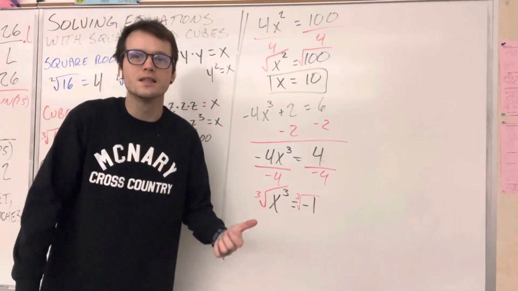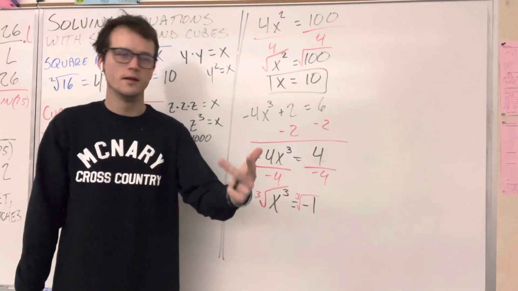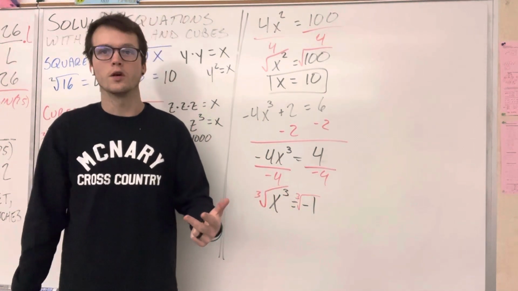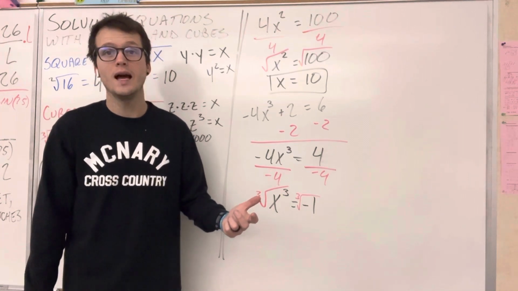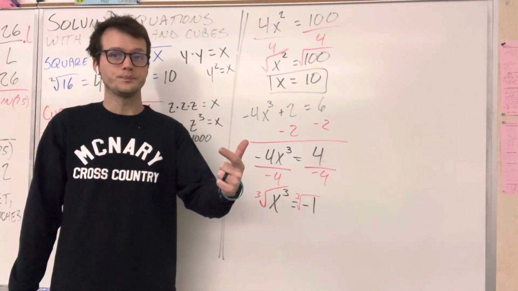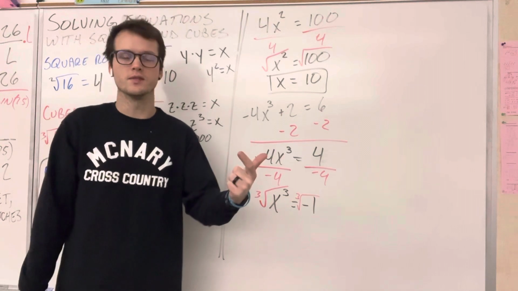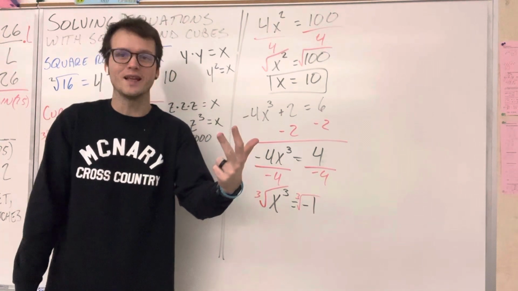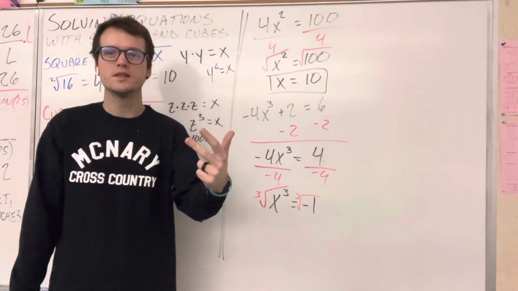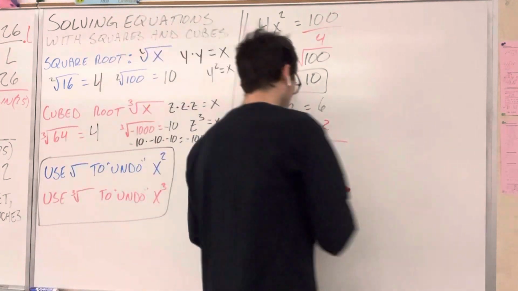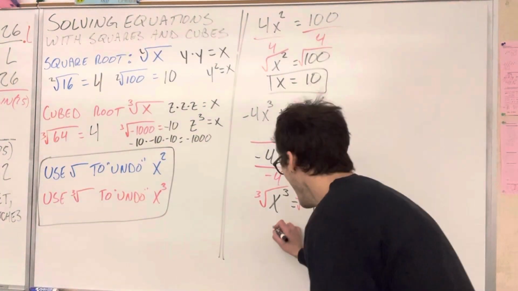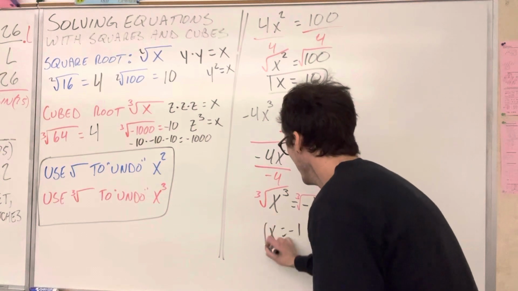Well, it's not positive 1, because 1 times 1 times 1 is 1. 1 isn't -1. That doesn't work. So let's check out -1. Let's see what happens. -1 times -1. Well, that's positive 1. Negative times a negative is positive. Times -1 again. Well, positive 1 times -1, that's -1. So the result for this one here, x equals -1.